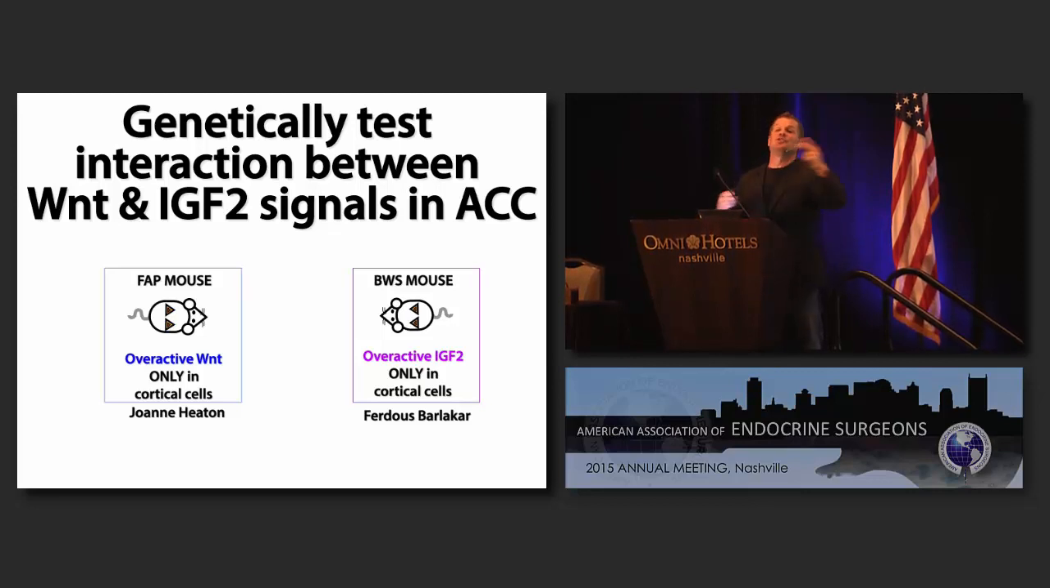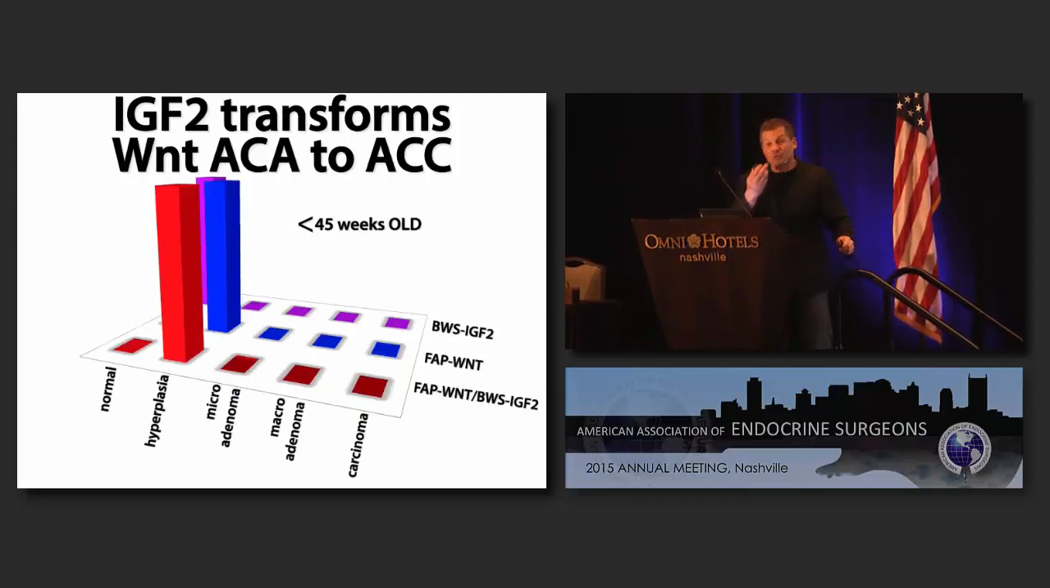Like in that one giant tumor in the mouse, remember that one giant tumor was a mouse with a genetically engineered Wnt mutation with a spontaneous IGF-2 mutation. Now we're going to try to prove it genetically, and he did that. And here's what he saw. Purple is IGF only, blue Wnt only, red is both. It goes from normal to carcinoma, left to right.